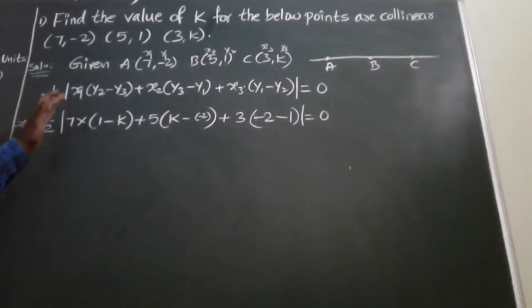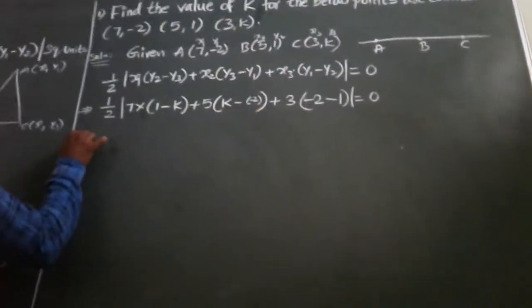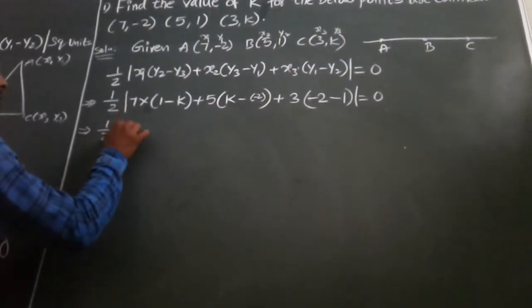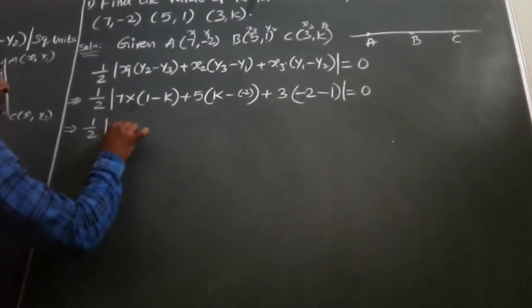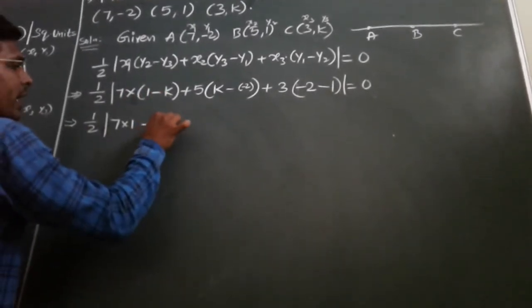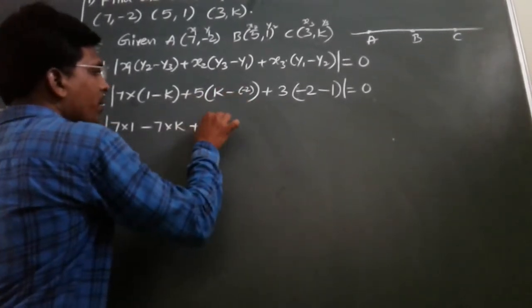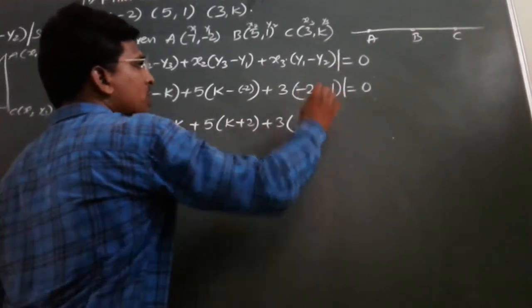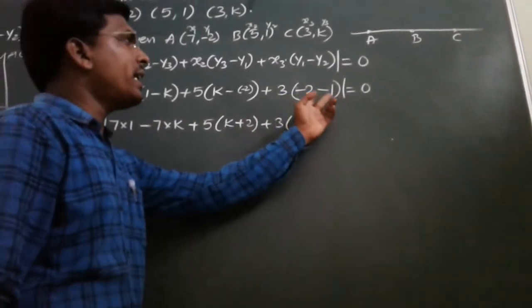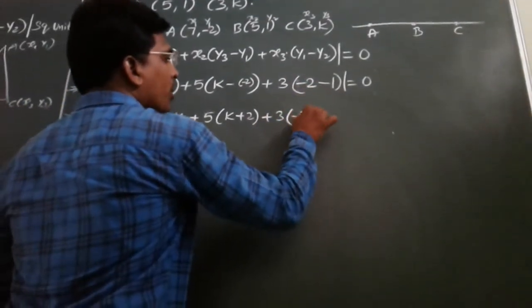So this is the way of substituting the values x1, y1, x2, y2, x3, y3. Next, simplification. Half mod 7 into 1 minus k. 7 into 1 minus 7 into k plus, see, minus into minus plus 5 of k plus 2 plus 3 of minus 2 minus 1. Both the numbers contain a negative sign, so we can add them. Minus 2 minus 1, how much? Minus 3.